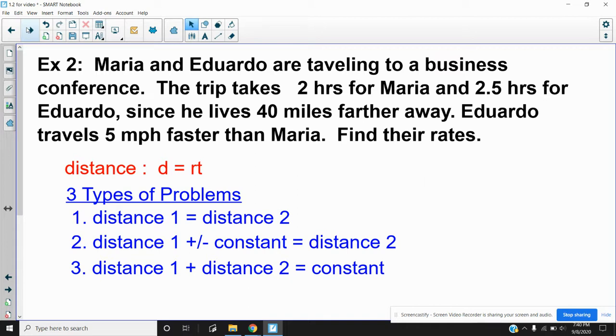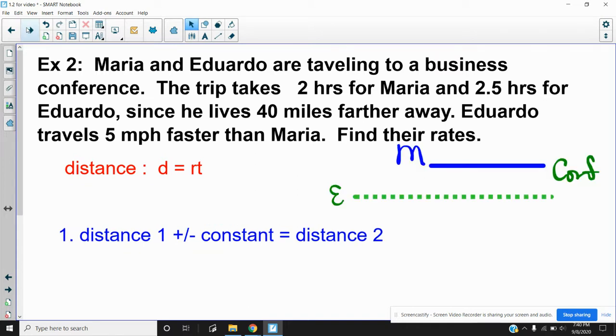So the first thing we need to do is figure out what kind of distance problem this is. Often a little sketch helps with that. So I've got my little sketch over here. Maria's in blue and Eduardo's in green, and they're heading to this conference here. Now, I know that Maria traveled less than Eduardo because it says very clearly that he lives 40 miles further away. So I'm going to use the second version of the distance equation.